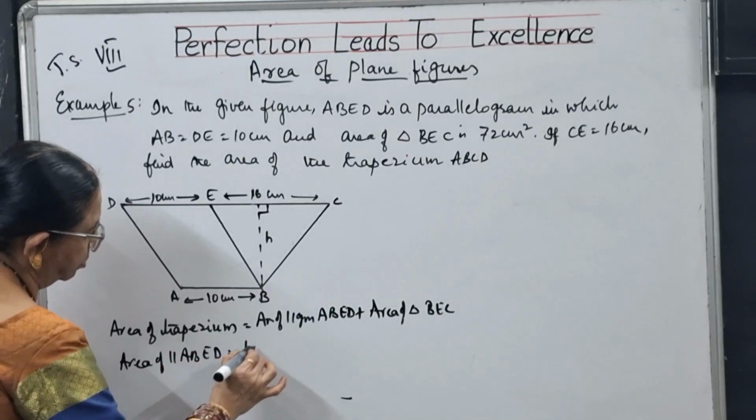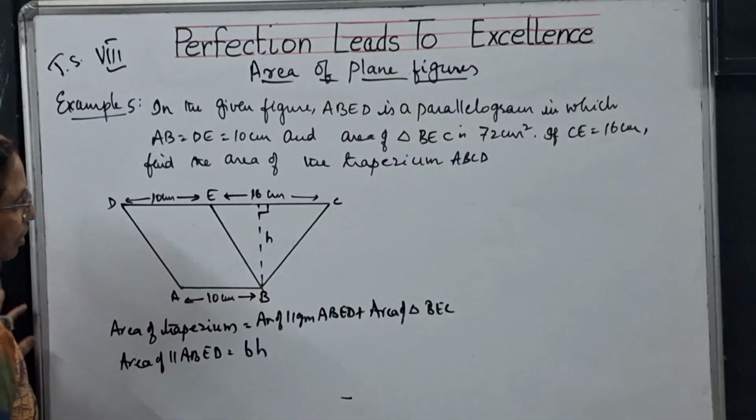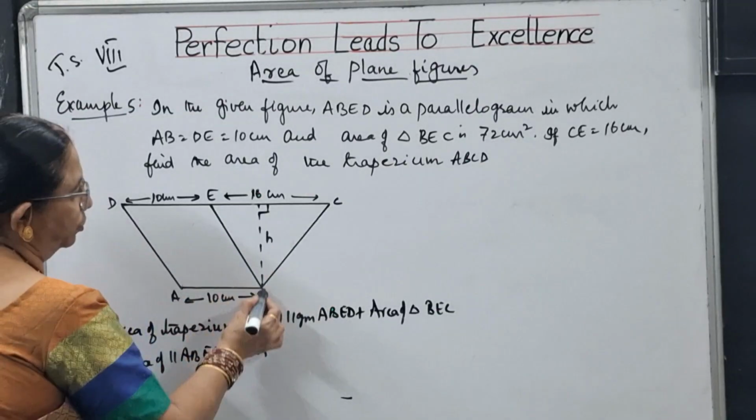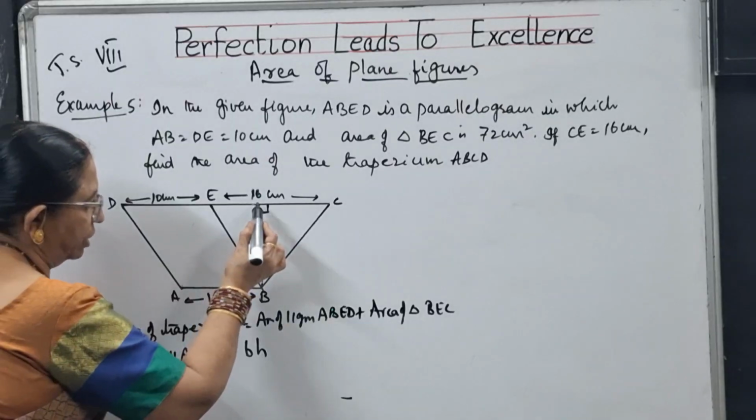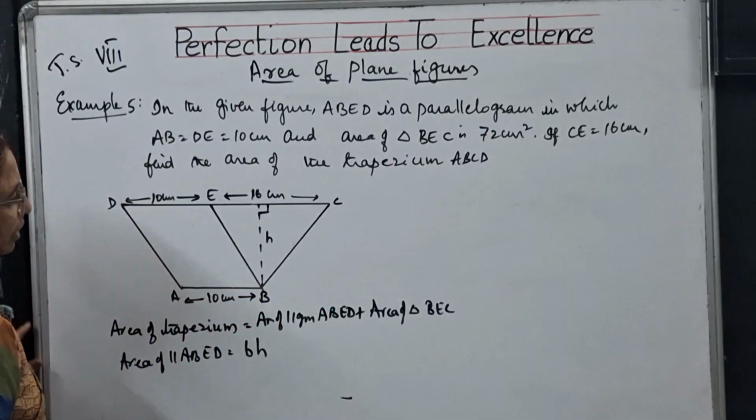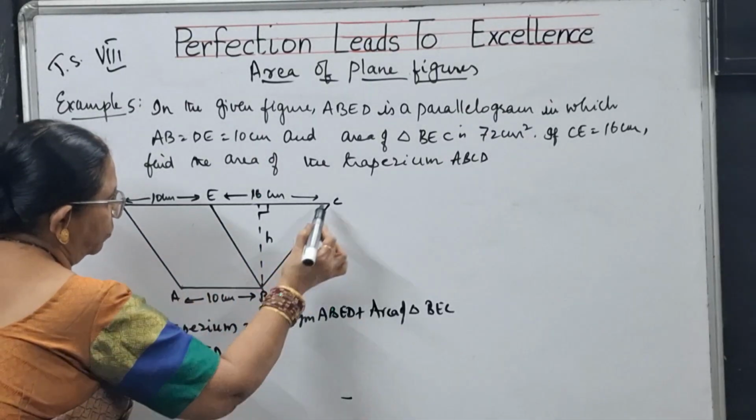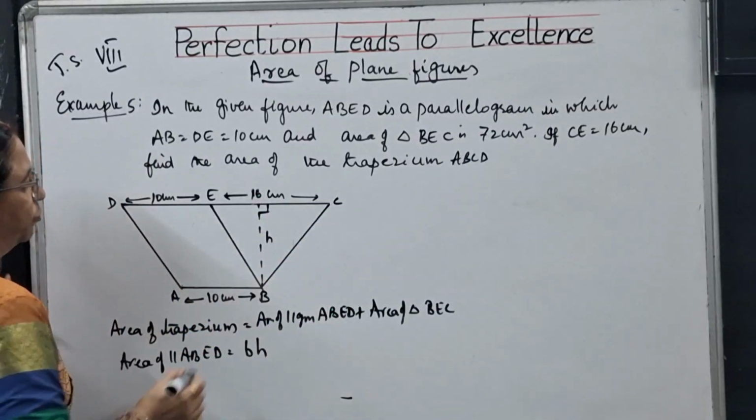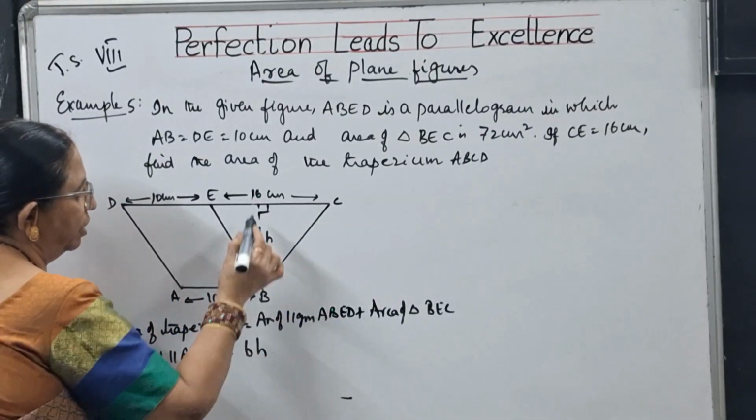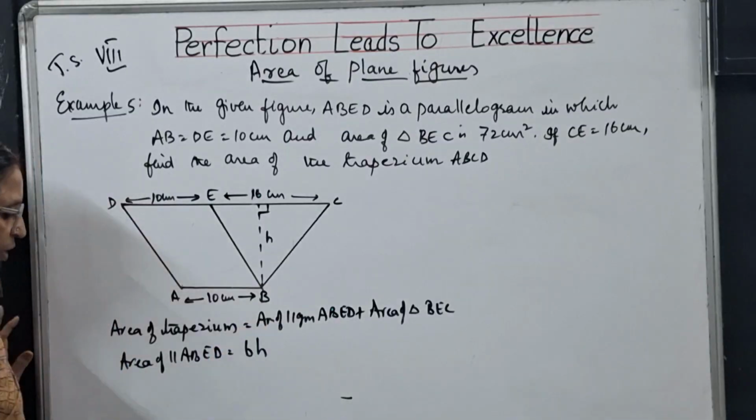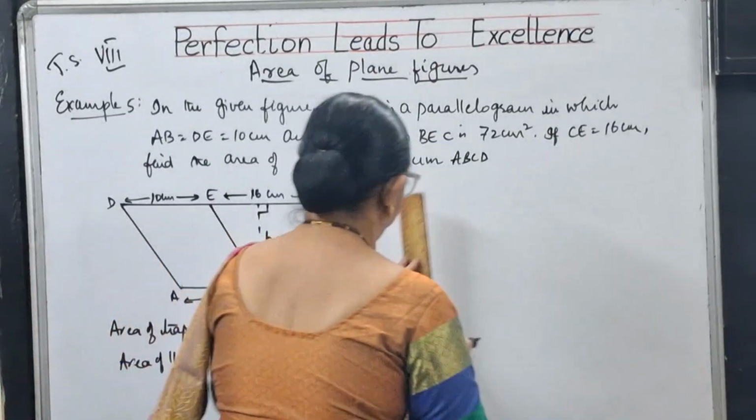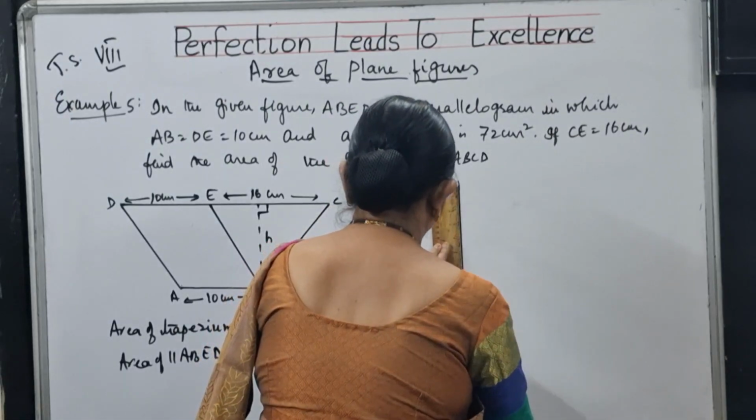This is nothing but base into height is the formula. Base is 10 centimeters you have, but height you don't have. So first you need to find out height. How will you find out? They have given area of the triangle and also the base of the triangle is there. Half base into height is the formula which will tell you to find out the measure of height. So let us do that.